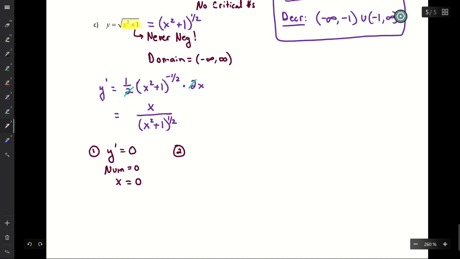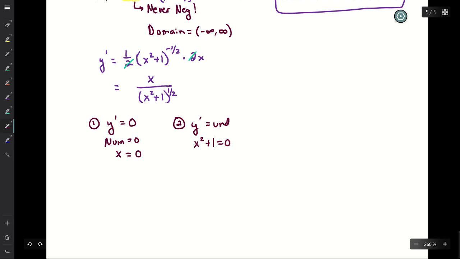And then number 2, where is y prime undefined? Well, y prime would be undefined if the denominator was 0. We know that we can ignore any powers on entire groups or coefficients in the front. So this would be the case only if x squared plus 1 were equal to 0. If we try to solve that, we're going to need to subtract that 1 over. So we'll have x squared equals negative 1. And then solving, we'd need to take a square root of both sides. Don't forget the plus and minus on the right-hand side.